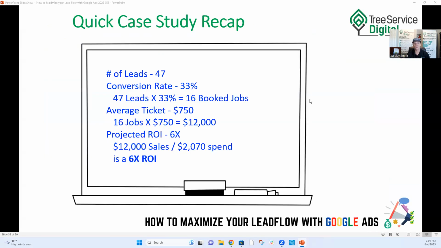So quick case study recap. This is that one that we showed you earlier. Somebody got 47 leads, converted a third of those into 16 booked jobs.